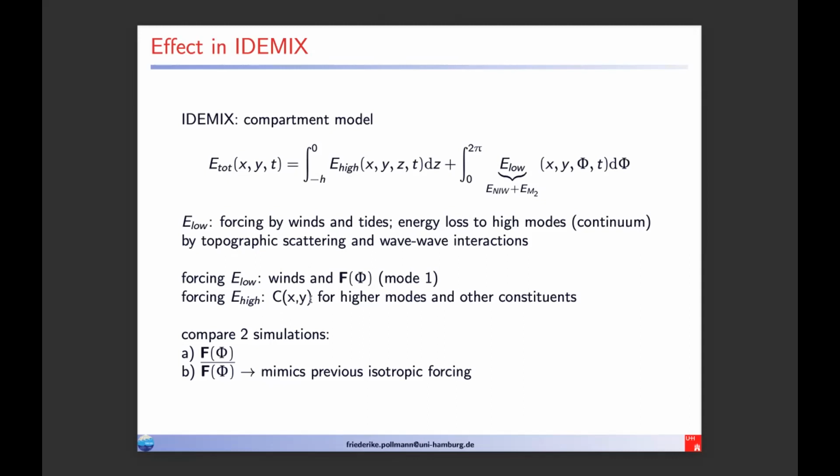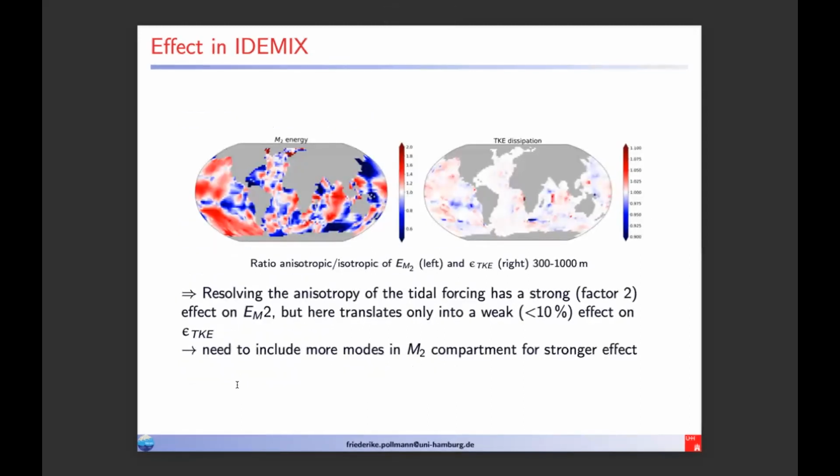Now I'm comparing two simulations. One has the directional tidal forcing as I've just shown it. And then to mimic the previously isotropic tidal forcing, I just used the average energy flux in all directions. So the total conversion that I put in is the same. It's just that one varies with direction and the other one doesn't. What I'm showing here is the ratio of these two cases, so it's anisotropic versus isotropic scenario.